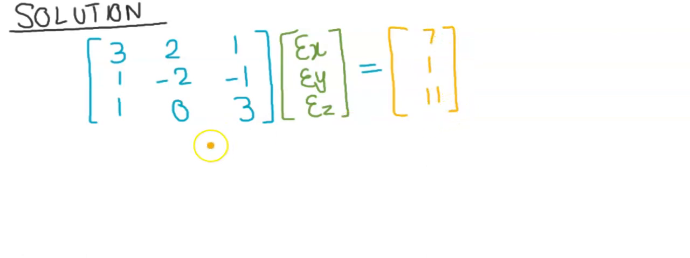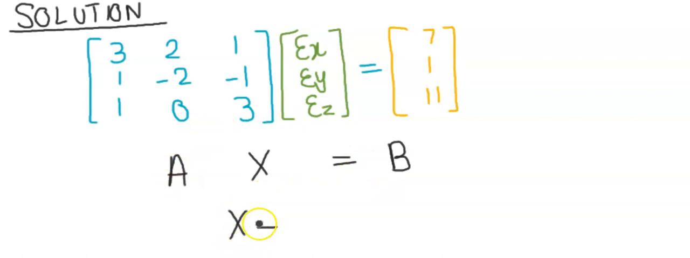Now you will name it. I will call this one A. I will call this one X. And I will call this one B. AX equals B. So now I need to move the A to the other side. So X equals A inverse B. I know what B is. I need to find the X, but I don't have a clue about A inverse. So now we need to find the A inverse.